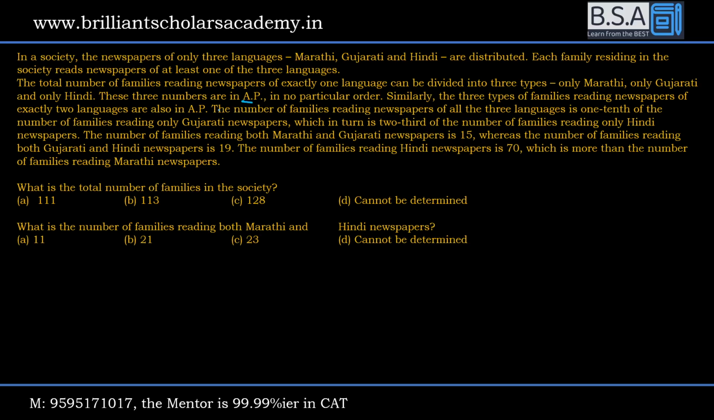Combining arithmetic progression with set theory. Take 3 to 5 minutes and try.